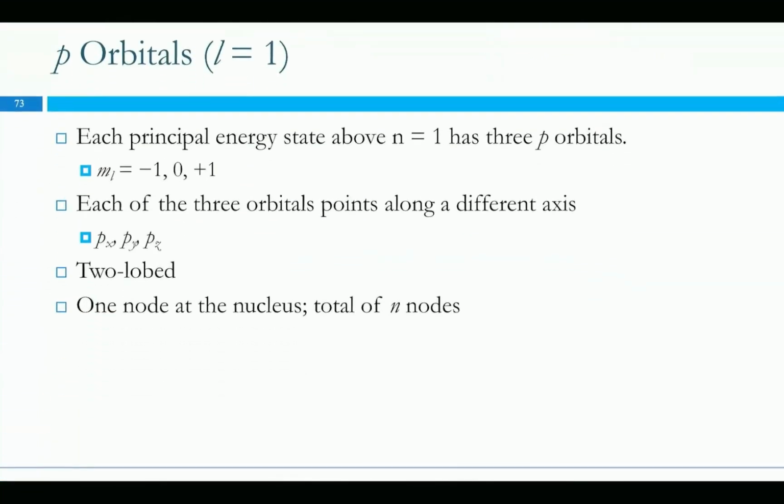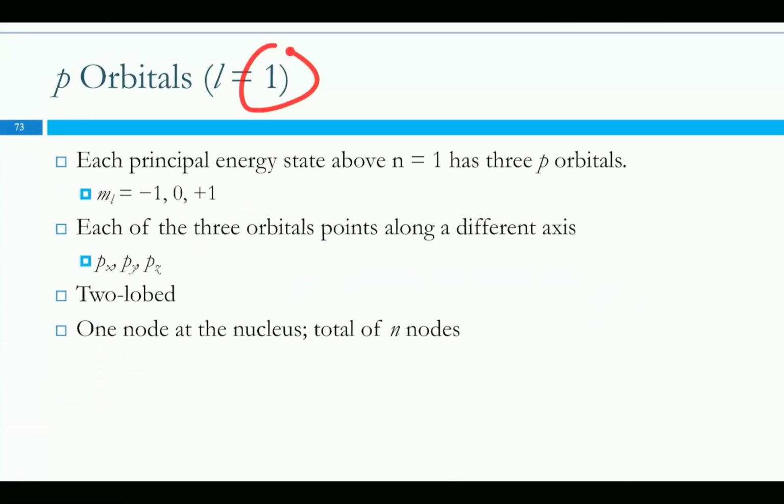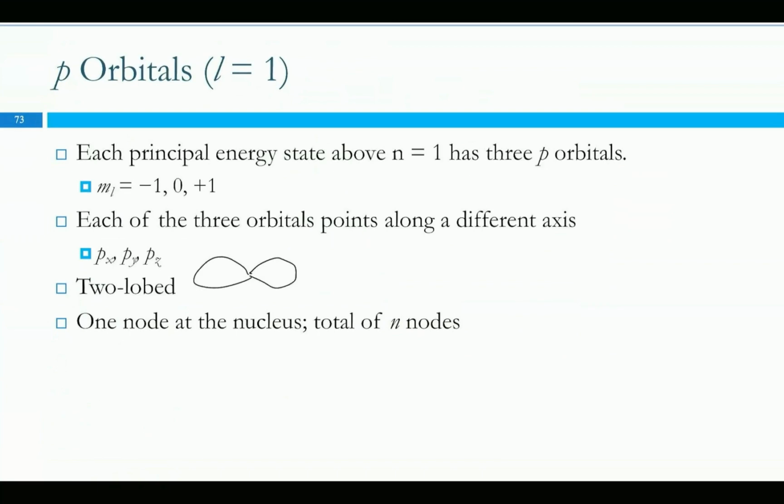For p orbitals, again, L equals 1. We've got these 3 different axes. We've got the 2 lobes, so it's that dumbbell shape, or sideways balloons. It has 1 node at the nucleus and a total of n nodes. It has 1, I guess here it has 0 radial nodes. No, it'll have radial nodes, but it's a total of n nodes. So at n equals 2, it has 2 nodes.